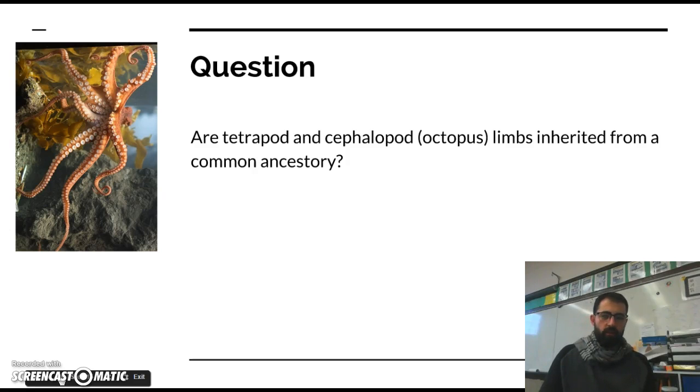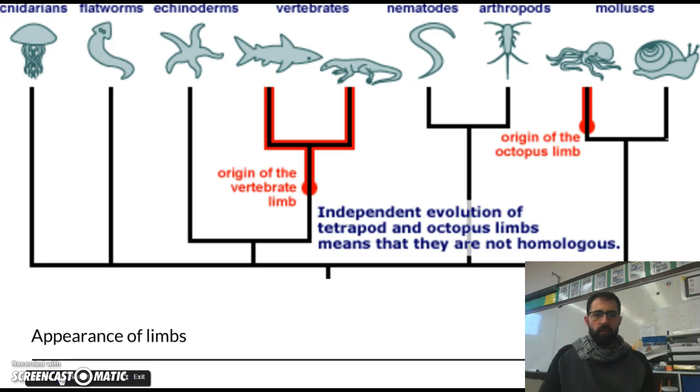Well, let's look at the evolutionary tree. So cephalopods are part of the mollusk family, and they're very, very distantly related to vertebrates. You can tell that because look how far away our last common point of departure from each other was back here, when the animals first started to diverge, probably after the Cambrian explosion of life. So we see that limbs in both these cases happen independently of each other and millions of years apart.